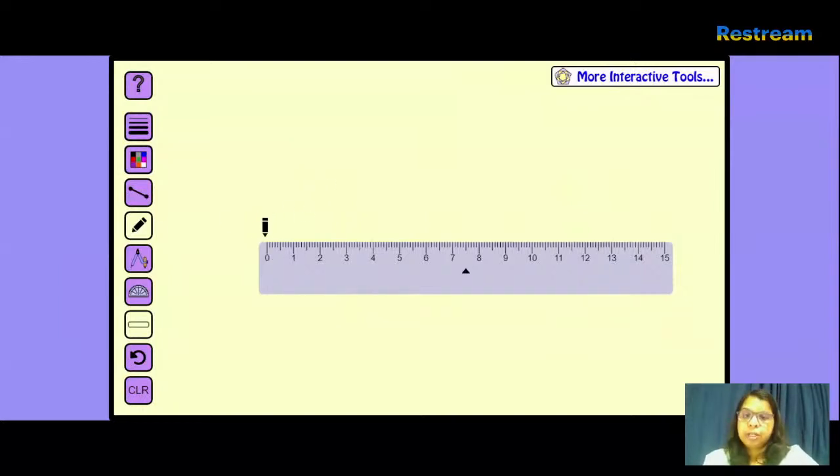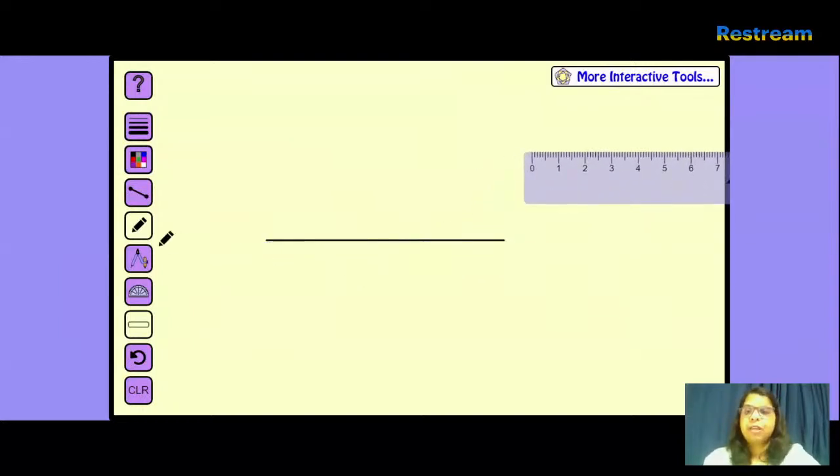Let's take a bigger line. So let's draw a 9 centimeter line. Why am I taking odd numbers? Because it's fun dividing odd numbers, nothing else. Okay, so again, this is my point A. This is my point B.